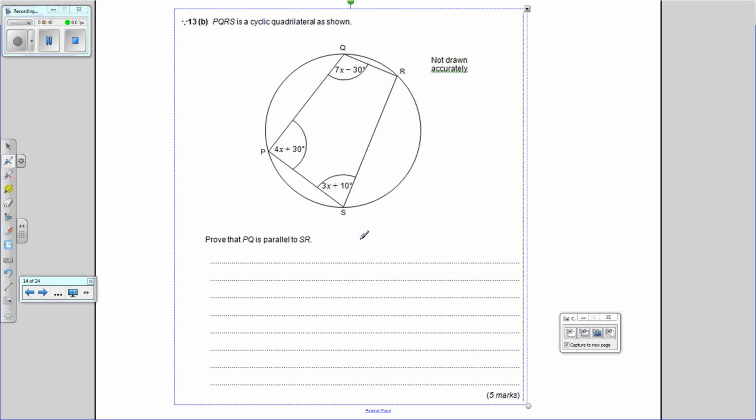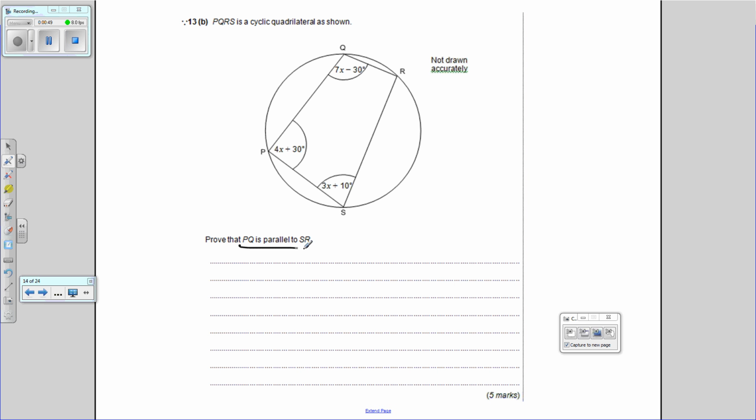This one's a lot more difficult though. 5 marks. If PQRS is a cyclic quadrilateral as shown, prove that PQ is parallel to SR. Now this bit here is quite difficult to do. If things are parallel, how are you going to show that they're parallel? How are you going to show they've got the same gradient, something like that? People find that difficult. However, you can pick up some marks without doing this. Maybe you pick up marks by doing something with the cyclic quadrilateral, it might help you to make some steps and progress towards getting the final answer.